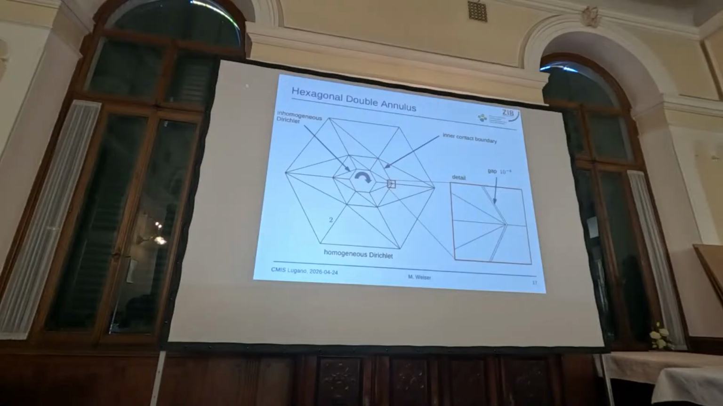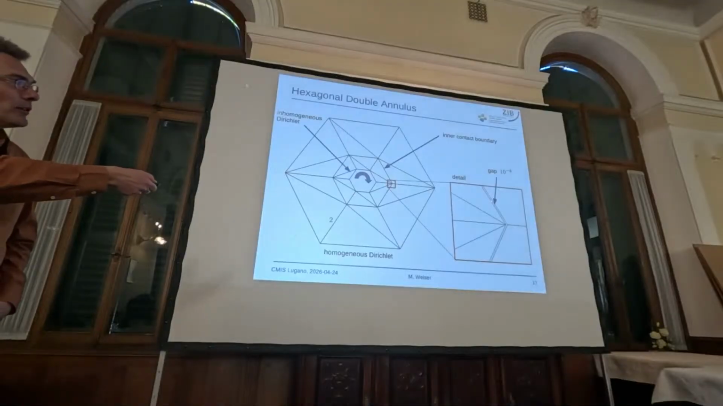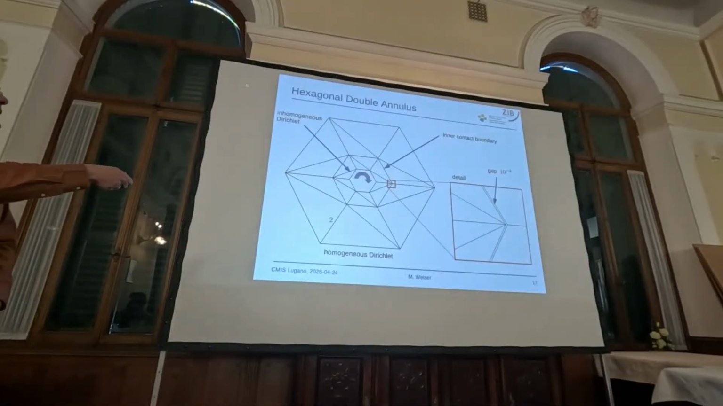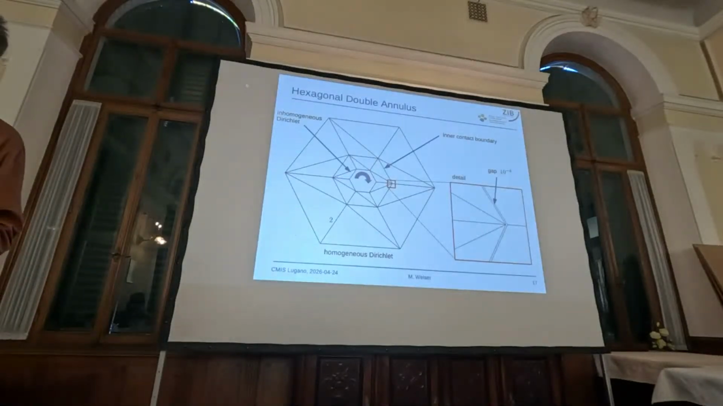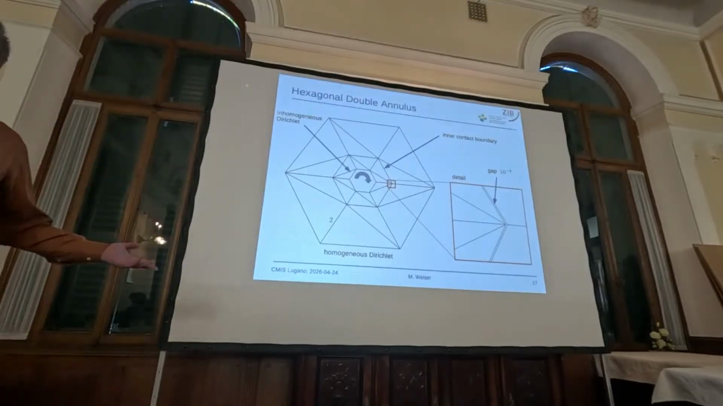Another example, that hexagonal double annulus here. These are actually two different bodies with a very small gap in between, on the order of 10 to the minus 4. And we rotate the inner one. And the question is, what solution do you expect? It's difficult to tell on that scale because these could be two different problems.